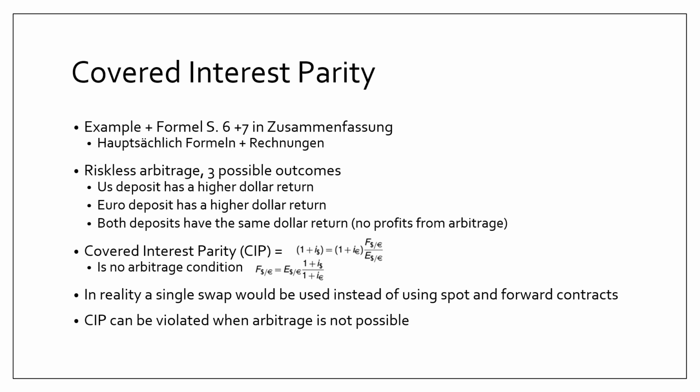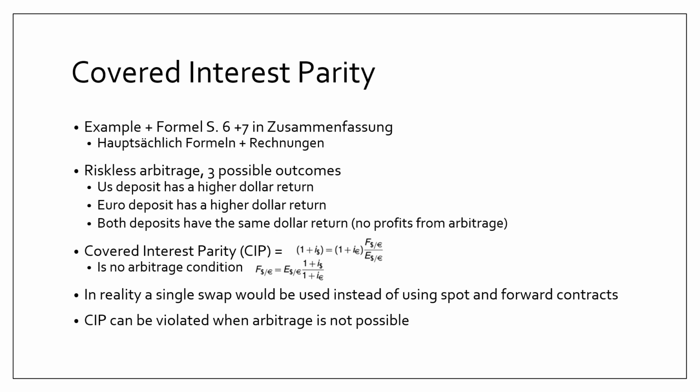In fact, we can use the CIP to determine the forward exchange rate. Let's take another look at the formula. The CIP is a no arbitrage condition that describes an equilibrium in which investors are indifferent between investing domestically or abroad. Let's take a look at the 12-month interest rate calculation in the summary. In practice, this is how the FX market mostly works and how F is set. But instead of using a spot and forward contract, a single swap would be used.